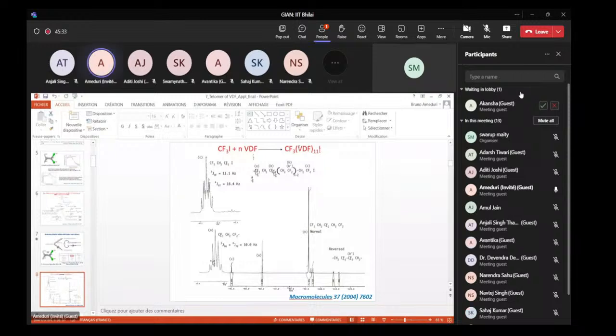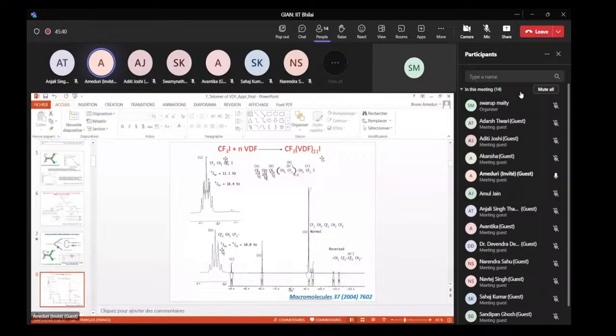But amazingly, the coupling constant 3J(FH) is the same as that of 4J(FF), 10 Hertz, giving the presence of the quintet. So this is very nice because this is also a nice label in order to determine the amount of VDF, in which you can see the signature of the head-to-tail addition, and also some reverse addition, which is high field shifted, showing that you have these units.